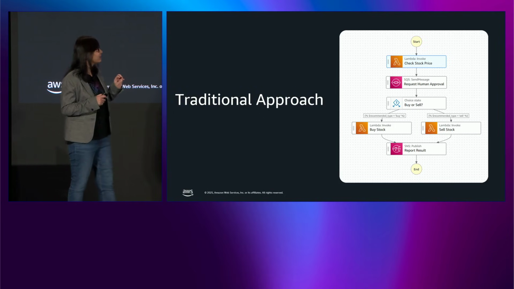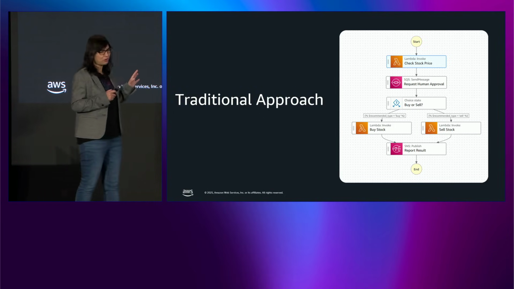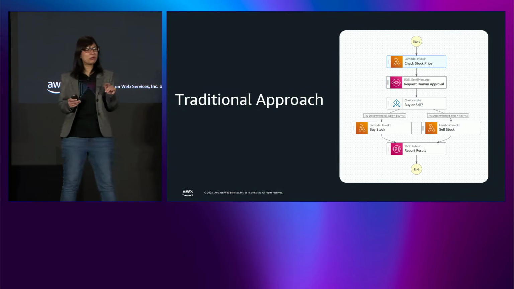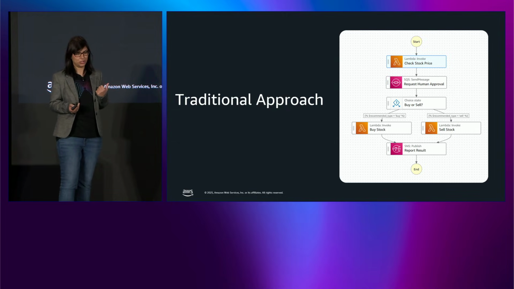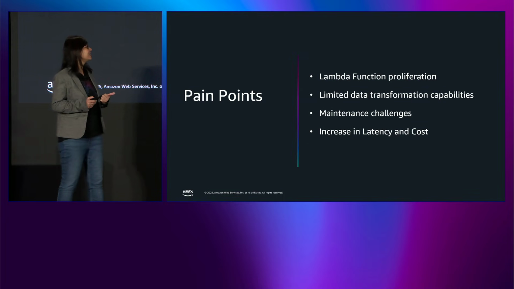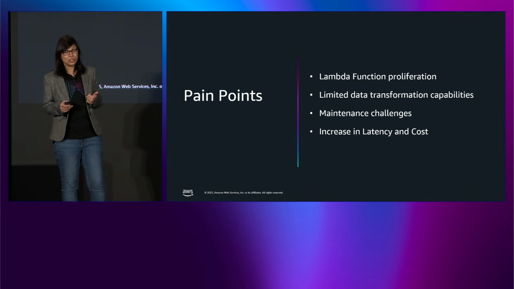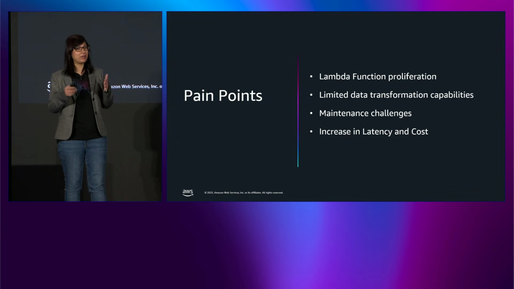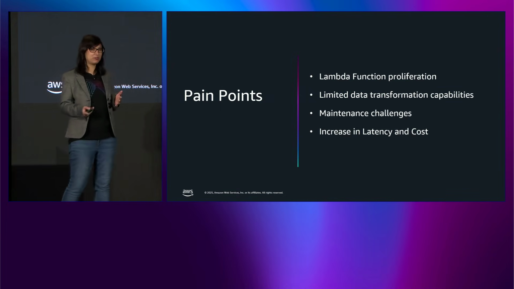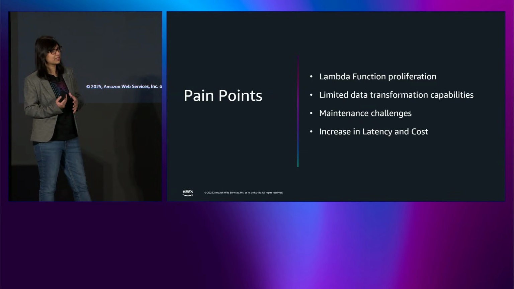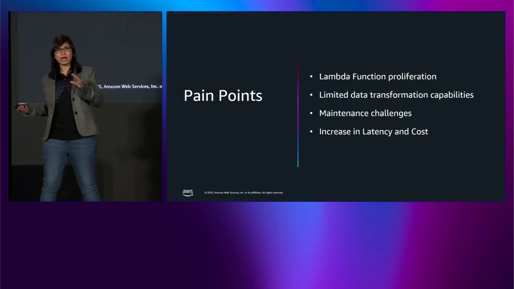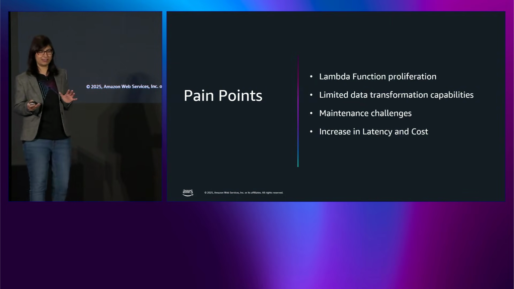And what do we see over here? We have a lot of Lambda functions, and this is a valid architecture. But what are some of the pain points that we see with this kind of architecture? Some of the common pain points are Lambda function proliferation. We have so many Lambda functions that we have to maintain. There are limited data transformation capabilities previously with Step Functions. You had JSONPath, and then you had to juggle between InputPath and OutputPath. That was not very convenient.